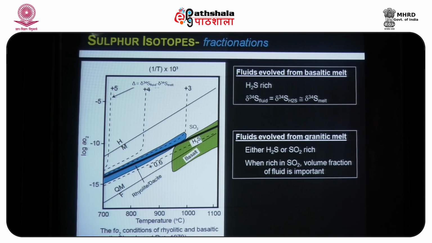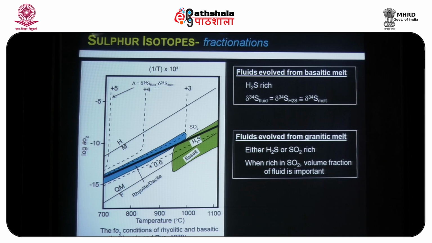If a large volume of fluid is being generated at this point, then most of the sulfur that was occurring in the melt will go out in the fluid, and all the sulfur that was occurring in the melt will be transferred in the fluid. So, the fluid will carry the isotopic composition of the melt. So, there will not be any change in the isotopic composition of the sulfur in the fluid.